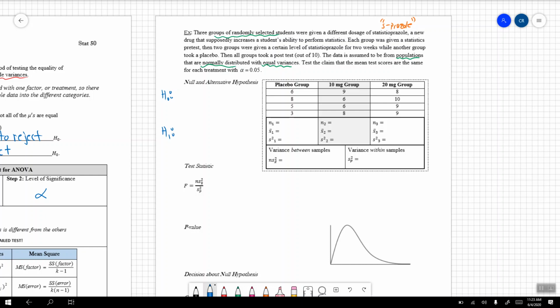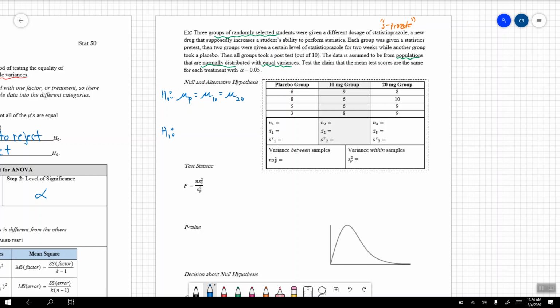So the null hypothesis is that the population mean is the same for all 3 groups. I'm going to say the mean for the placebo group is equal to the mean of the 10 milligram group, and it's going to be equal to the population mean of the 20 milligram group. So again, one group took a placebo pill for 2 weeks, another group took 10 milligrams for those 2 weeks, and the other group took 20 milligrams for those 2 weeks.